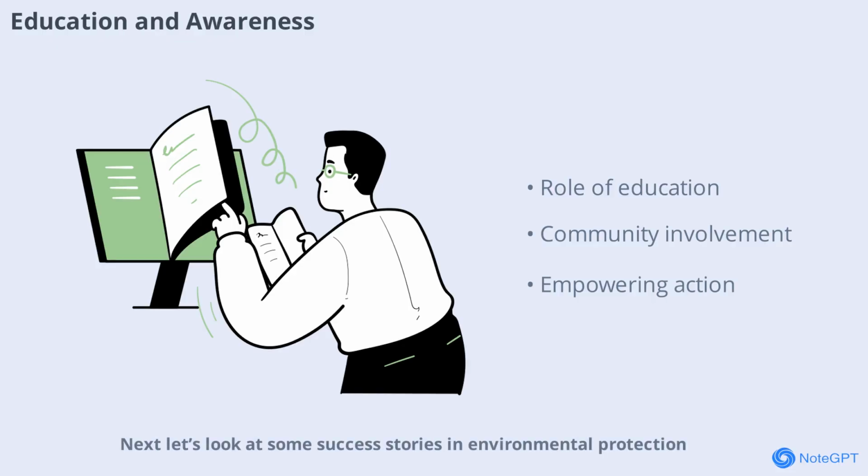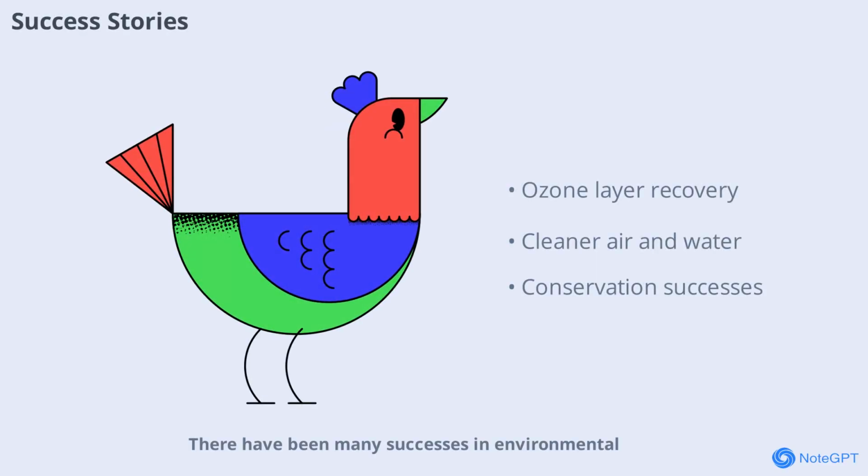Next, let's look at some success stories in environmental protection. There have been many successes in environmental protection, thanks to chemistry and collective action. The phase-out of CFCs under the Montreal Protocol has led to a slow recovery of the ozone layer. Cleaner fuels and emission controls have improved air quality in many cities. Conservation efforts have restored polluted rivers and protected endangered species. These examples show that positive change is possible when science, policy, and public action work together.